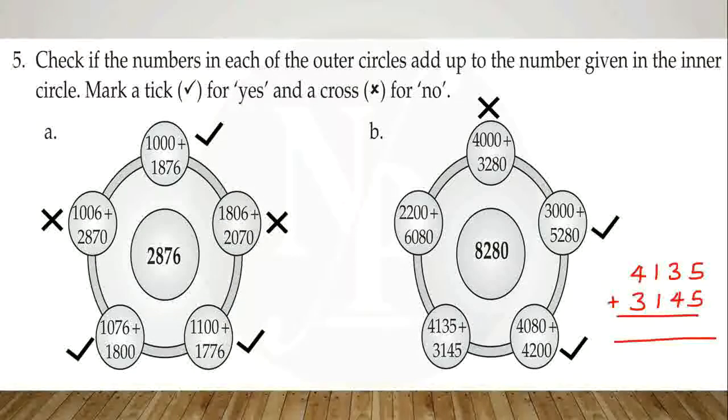So 5 plus 5 is 10. I write 0 here, 1 is carried forward. 1 plus 3 is 4, 4 plus 4 is 8. 1 plus 1 is 2, and 4 plus 3 is 7. You get 7280, which doesn't match with the number given in the center. So you should put a cross mark here.